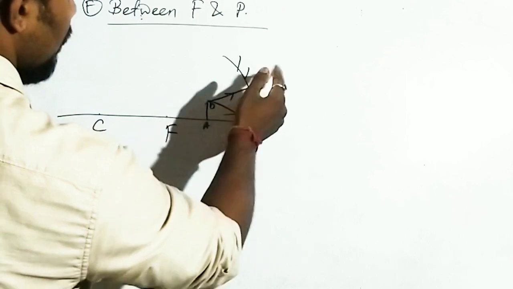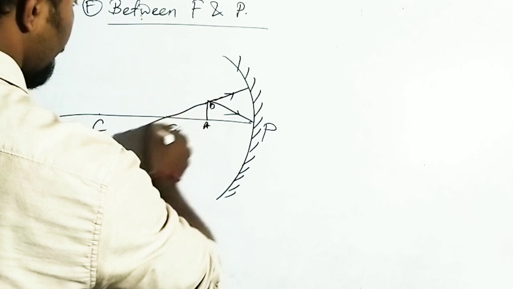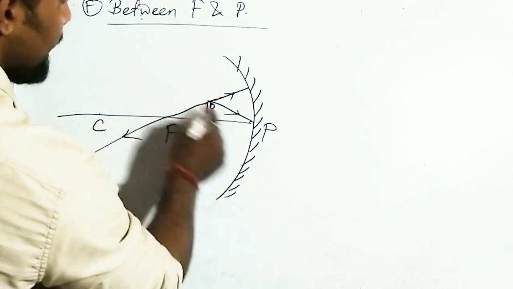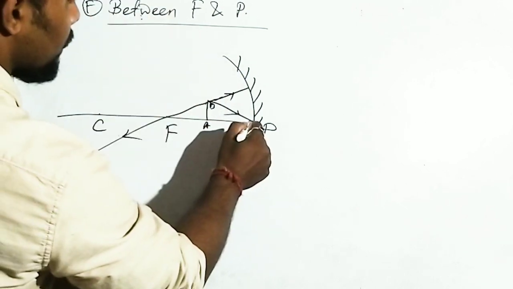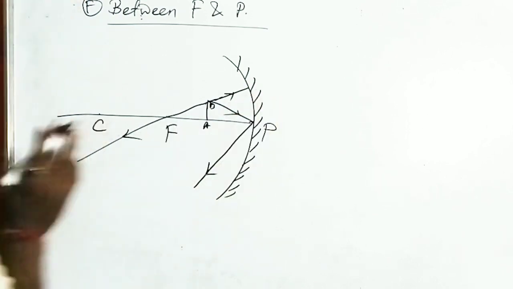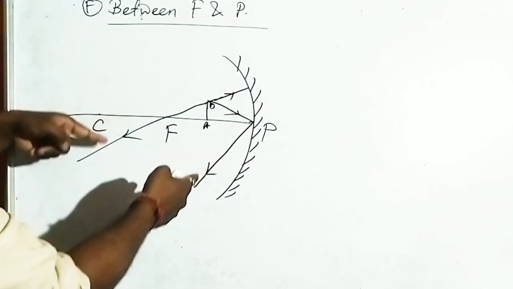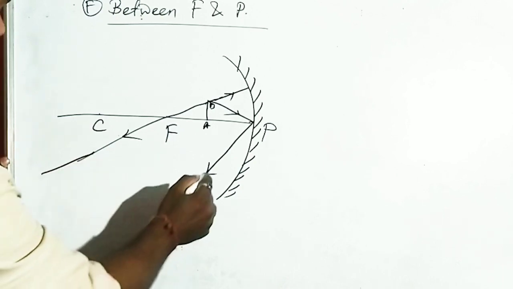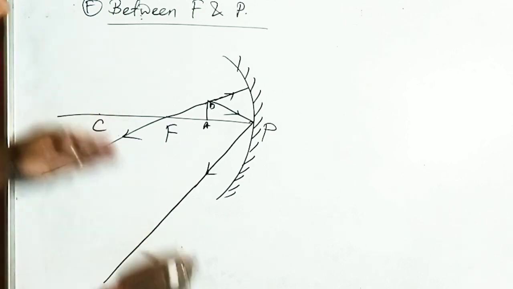Since this ray is incident making an angle of 90 degrees, it will pass through the focus. Okay, and since this one is incident obliquely, making an angle with the principal axis, it will go like that. Now see what is actually happening. Tell me one thing, are these two reflecting rays going to meet at a certain point? No, obviously not, because they are expanding away from each other.